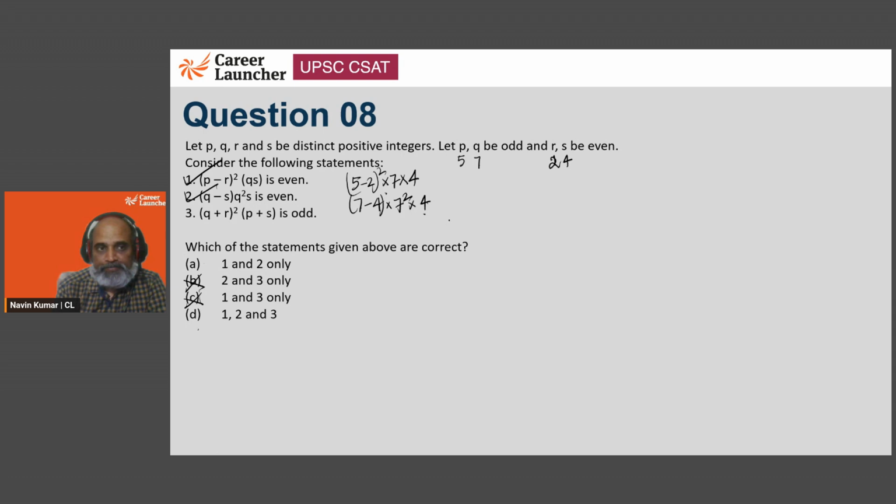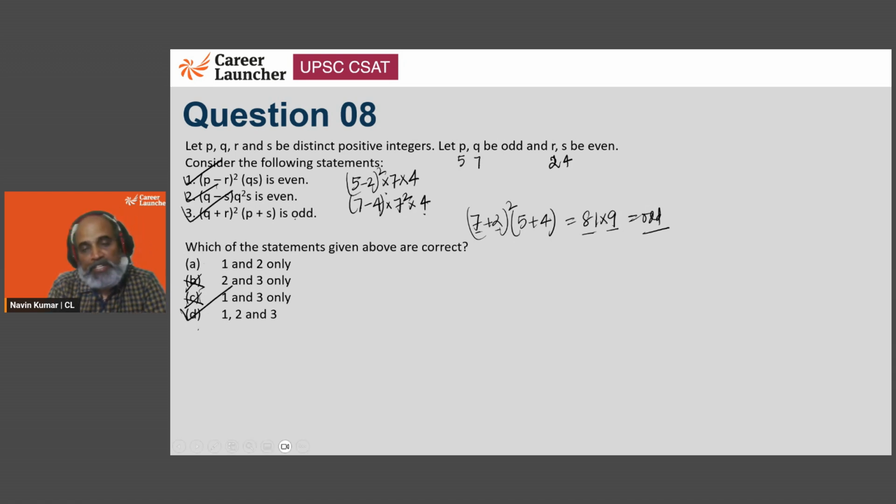Third check करते हैं. Q plus R, that is 7 plus 2 का whole square into P plus S, 5 plus 4. So this is 7 plus 2, that is 9 square into 5 plus 4, 9. Odd into odd will result in odd. So this is odd, this is also true. Option D becomes our answer.